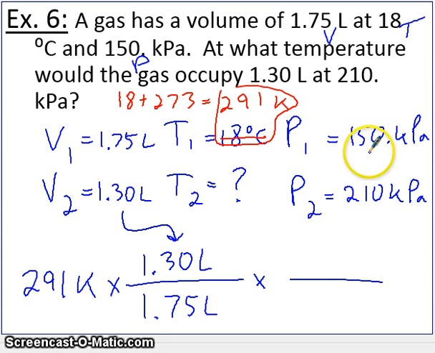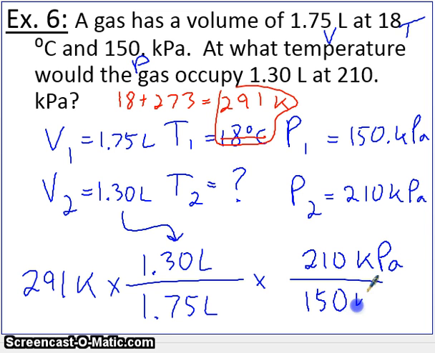Let's take a look at the pressure. What will the pressure do to the temperature? Now the pressure here is actually going up. When pressure goes up, we know temperature must go up. So as pressure increases, temperature will also increase. So since pressure goes up, temperature must go up. In order to pull temperature up, we must put the big number on top. So 210 kPa and 150 kPa.